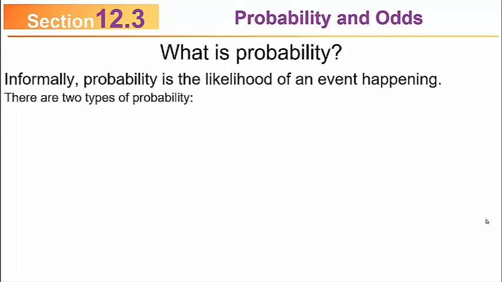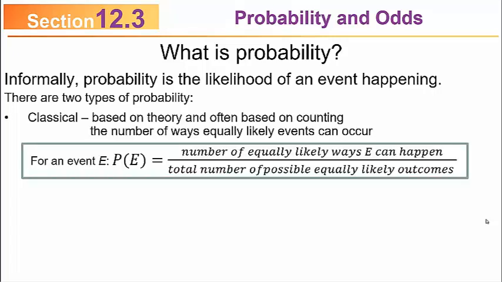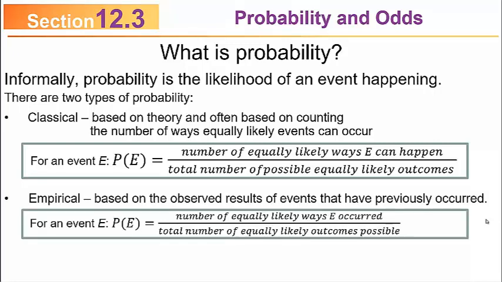We're going to talk about 2 different types of probability. The first is called classical. That's based on theory, and we're generally going to count the number of ways an equally likely event can occur and divide by the number of elements in the sample space, basically, which is what we did for the previous problem. That's classical. The other type is empirical, and we'll get to some of those later, but that's based on observed results. It's not necessarily theoretical. You observe what's happened in the past and base your probabilities on that.